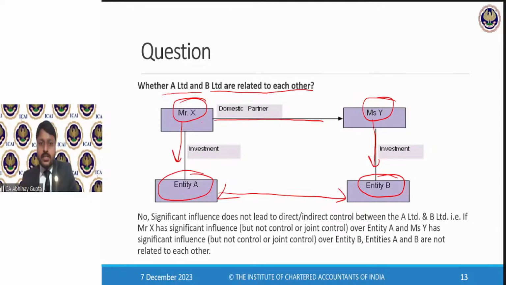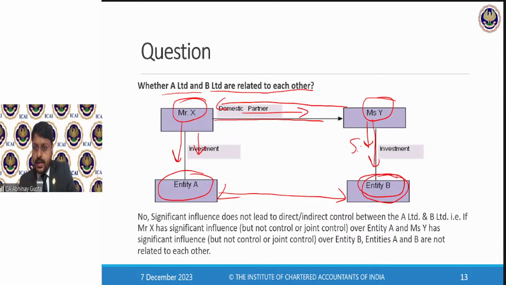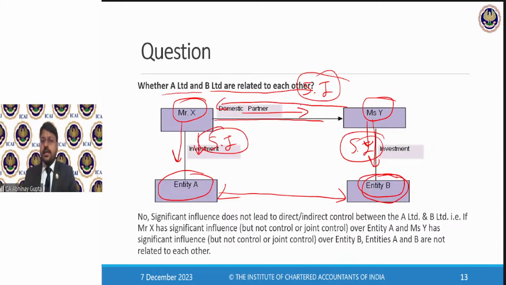No, because Mr. X has significant influence over entity A. Ms. Y can have a significant influence on Mr. X and vice versa, right? And Ms. Y has an investment in entity B, right? On the basis of significant influence only, we cannot say that entity A and entity B are related parties. Significant influence does not lead to direct or indirect control between A Limited and B Limited.